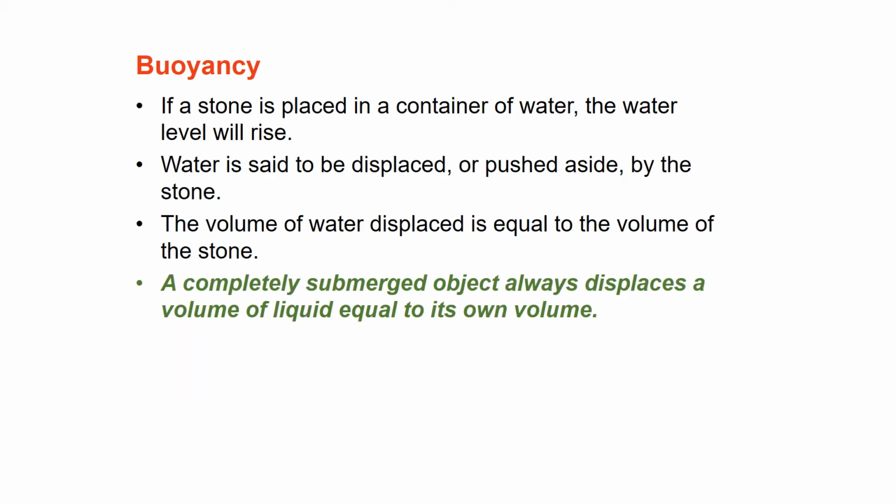If a stone is placed in a container of water, the water level will rise. Water is said to be displaced or pushed aside by the stone. The volume of the water displaced is always equal to the volume of the stone. So a completely submerged object always displaces a volume of liquid equal to its own volume. Very good and very important principle.